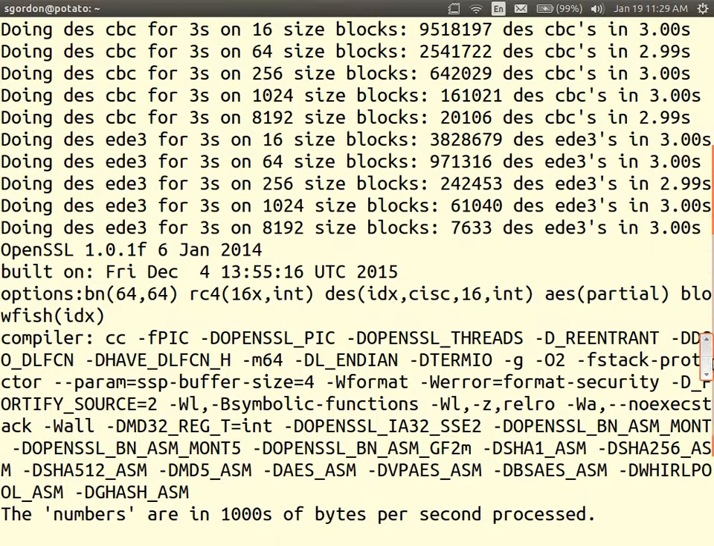Remember this number, 9.5 million. Triple DES, 3 million, or almost 4 million. Triple DES is slower than normal DES. Almost 3 times slower, not quite.